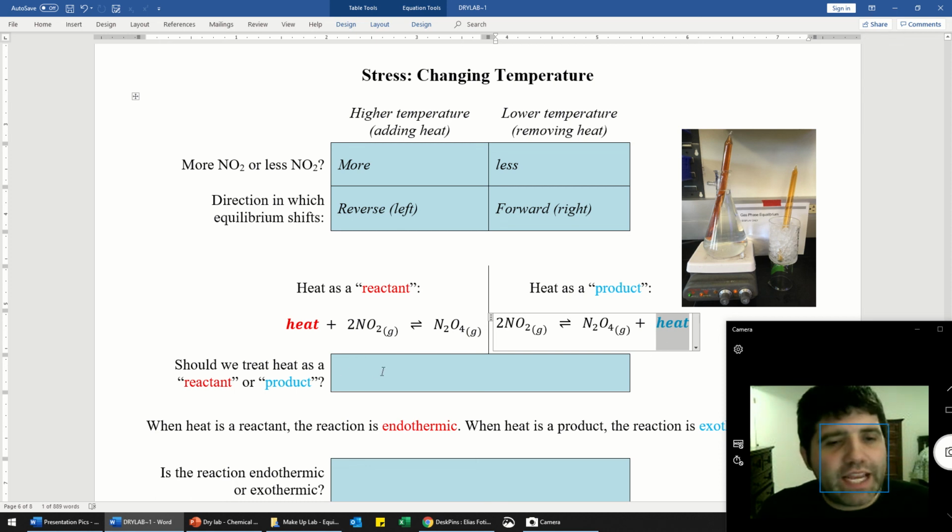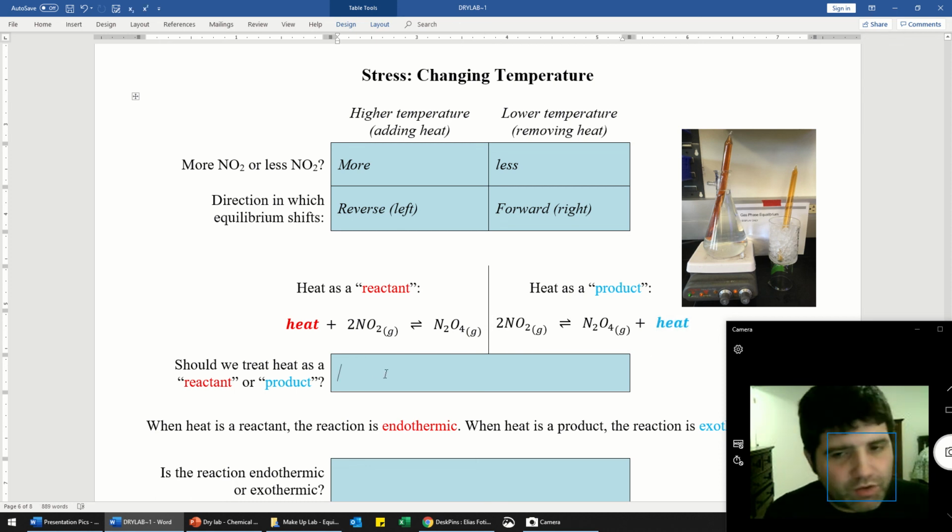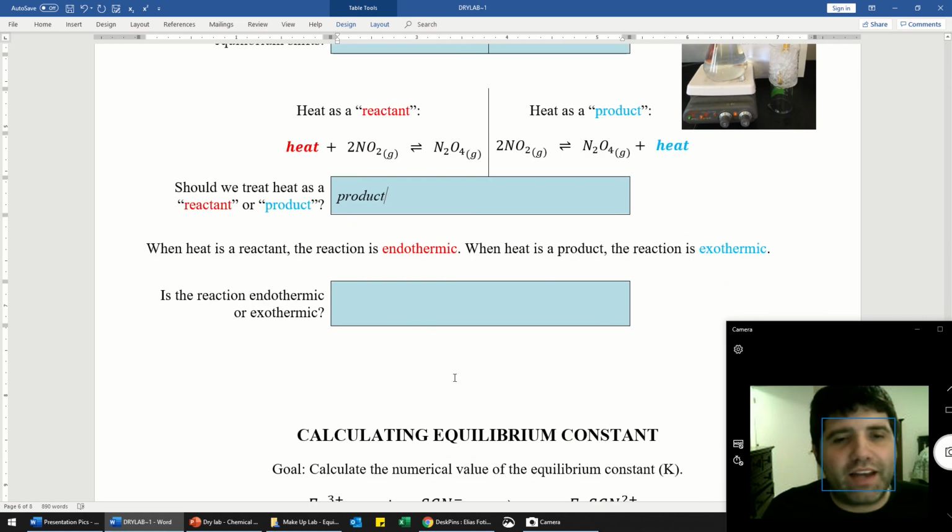So should we treat heat as a reactant or a product? Well, in order for this to work, we would need to treat it like a product. And so based on that, conceptually, when heat is on the reactant side, the reaction is endothermic. When it's on the product side, the reaction is exothermic. So based on the fact that it's on the product side, then we can say that this reaction is exothermic.